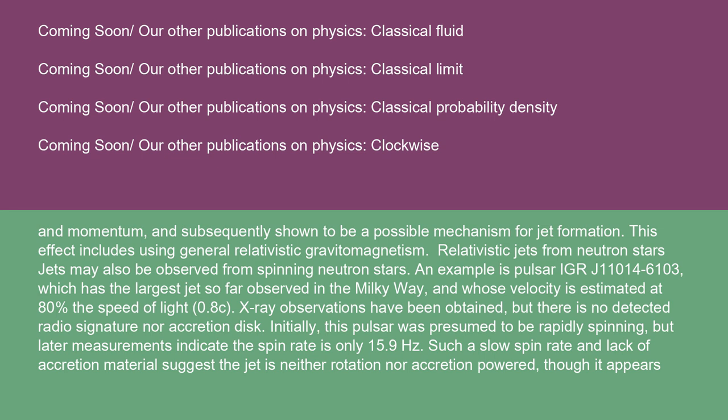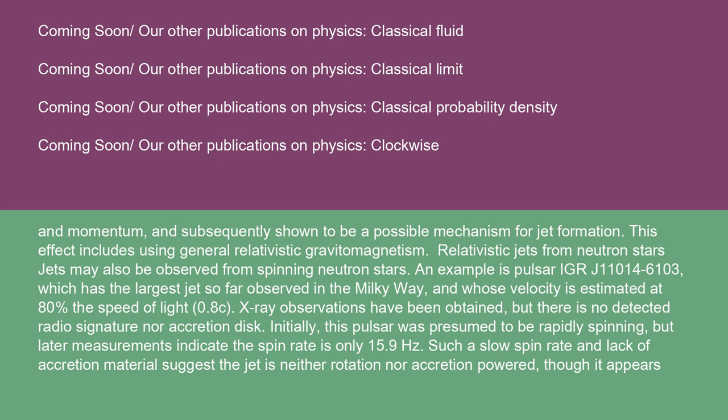Relativistic jets from neutron stars. Jets may also be observed from spinning neutron stars. An example is pulsar IGR J11014-6103, which has the largest jet so far observed in the Milky Way, and whose velocity is estimated at 80% the speed of light, 0.8 c.